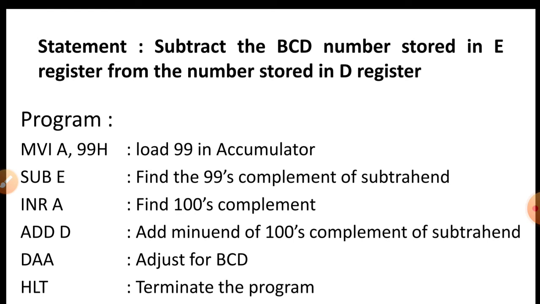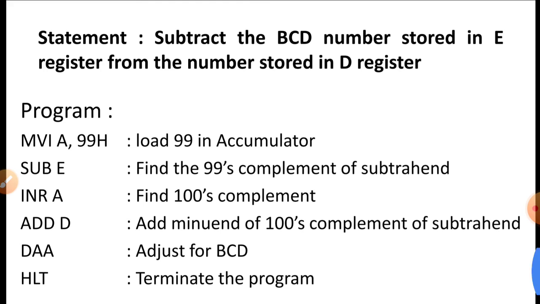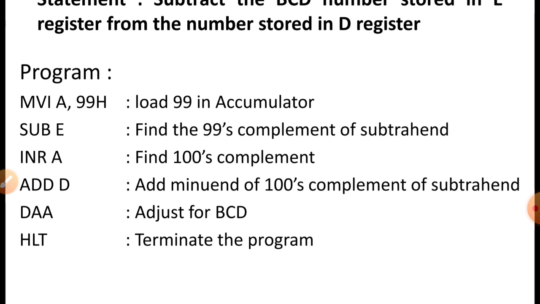So for the number which has to be subtracted, first we will take the hundreds complement of that number, and then we will add it to the number from which it has to be subtracted. After doing the addition, it may be possible that the result we are getting is not in BCD form. So we will use the DAA instruction and can obtain the actual result.